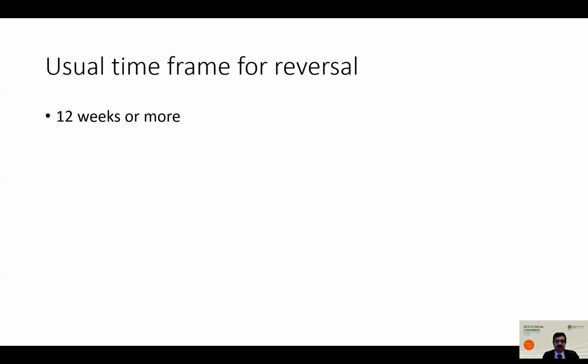The usual time frame for reversal is 12 weeks or more. We tell patients 2 to 3 months, but more often the reversal ends up getting done at 12 weeks or later. Most patients with rectal cancer will end up getting reversals after they finish their chemotherapy, which ends up being anywhere between 3 to 6 months after initiation of chemotherapy, which ends up being 4 to 7 months after their surgery. So the standard of care at this time is 12 weeks or more after the loop ileostomy creation.